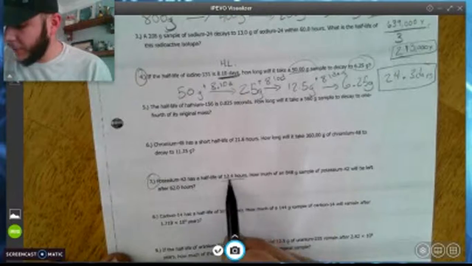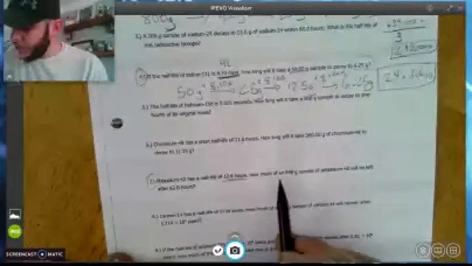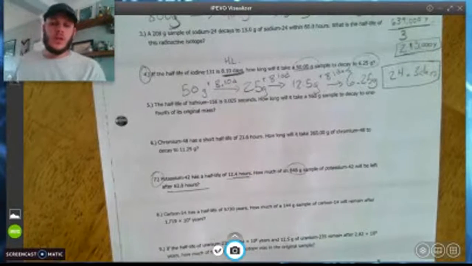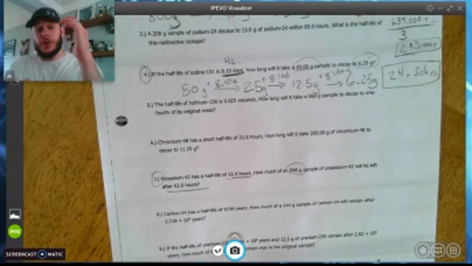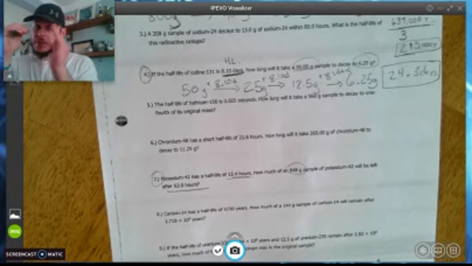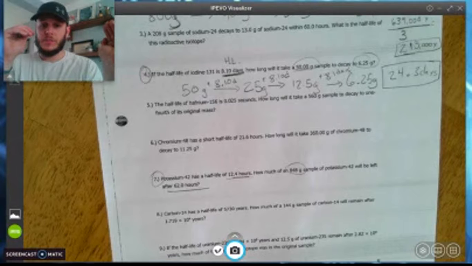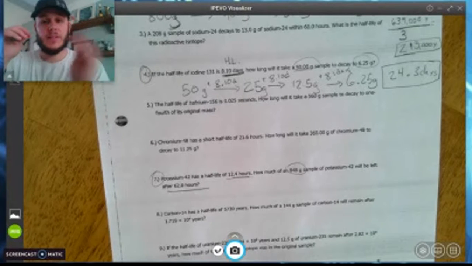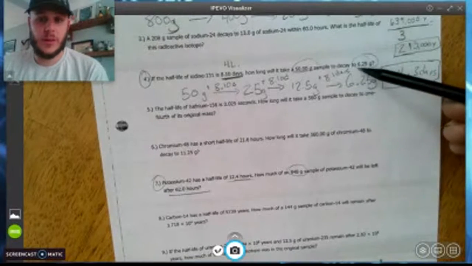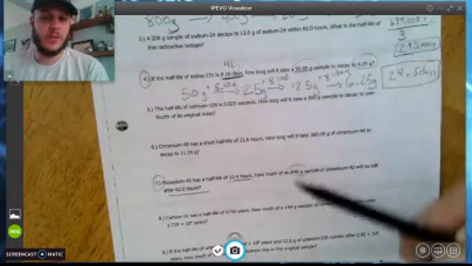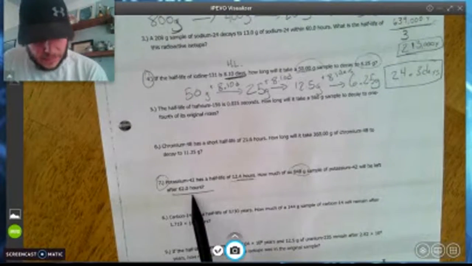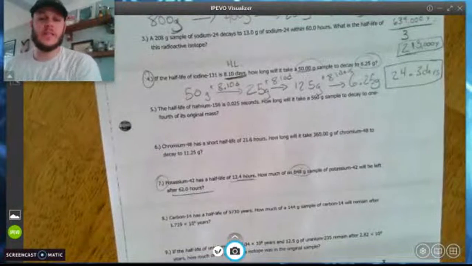potassium 42 has a half-life of this. How much of this 848 gram sample will be left after 62 hours? So now we have the start, and how much time has elapsed, but we want to figure out how much is left at the end. Different from the previous question, which told us what we started with and ended with and asked us to figure out the time in the middle, this question is giving us how much we started with and how much time has gone by. We want to figure out how much is left at the end.